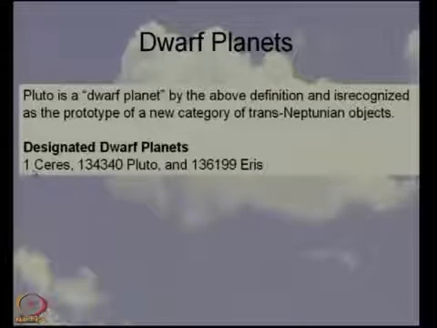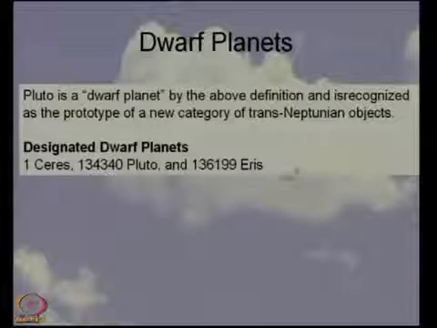One of them is Ceres, which was earlier classified as an asteroid, and the other one is Eris, whose orbit I have shown you. All three of these are now designated as dwarf planets. This was done because if you include Pluto, then you have to include these two, and many other objects in the solar system. So, let us stop here for today, and we shall continue.